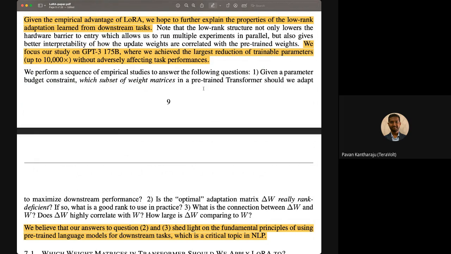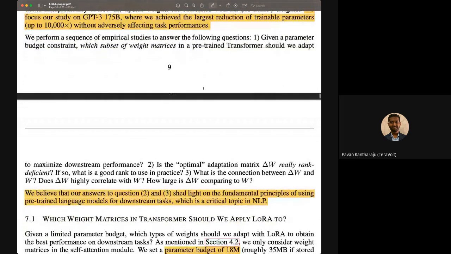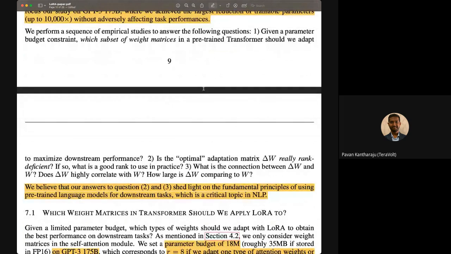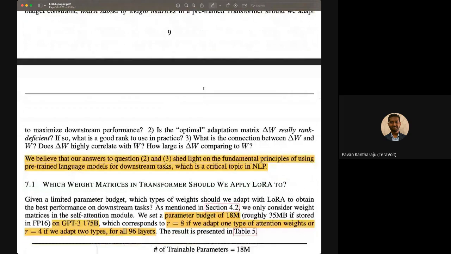The second one they look at is what's a good rank to use in practice? And the third thing they look at is, if I were to take these adapted weights that LoRA learns, how does that correlate with the pre-trained weights? The idea here is that questions 2 and 3 could potentially help shed light on some fundamental principles of using these pre-trained models for downstream tasks, which I think is an important topic within NLP.